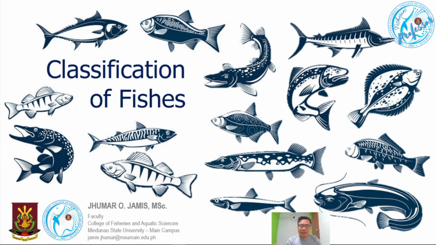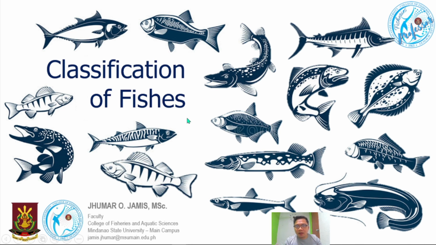Today, in this lecture, we will be discussing the classification of fishes, wherein we will be focusing on the taxonomic characteristics of fish and some of the important taxonomic methods that significantly help the identification of the modern and the primitive fishes in the science of taxonomy.